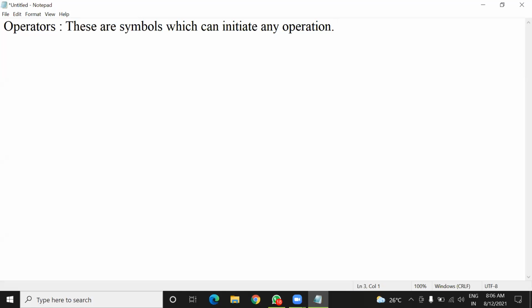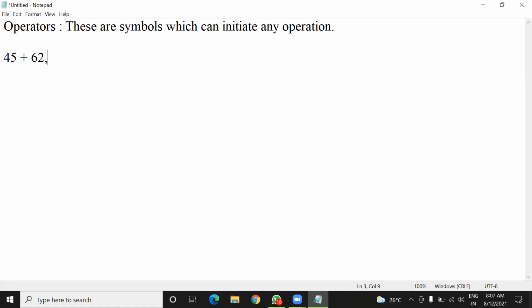So for example, if I type 45 and 62, is there any operation taking place between these two numbers? No. But if I put this symbol here, it means we have to add these two numbers. Only because of this symbol, this addition operation takes place between these two values. Understood, everyone? So these are operators.